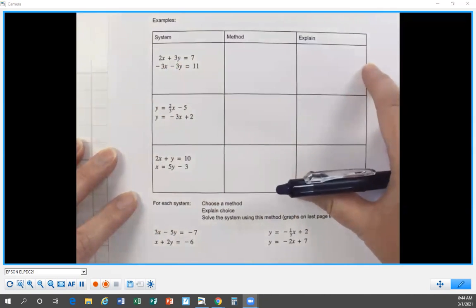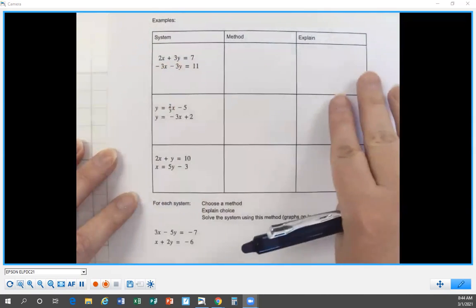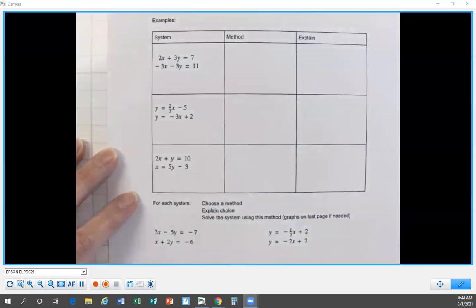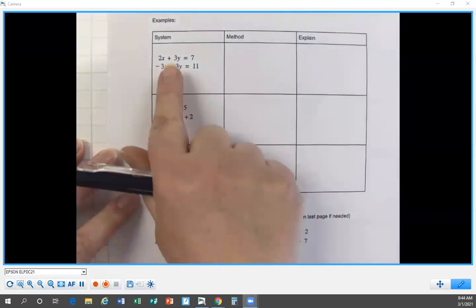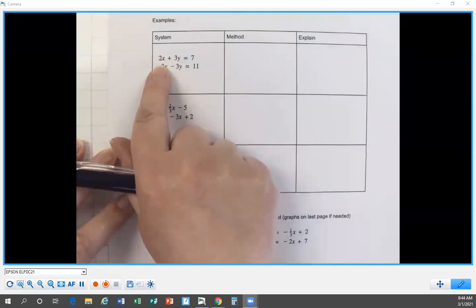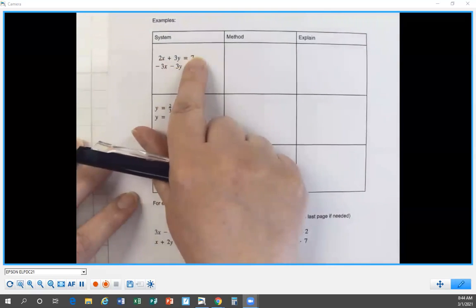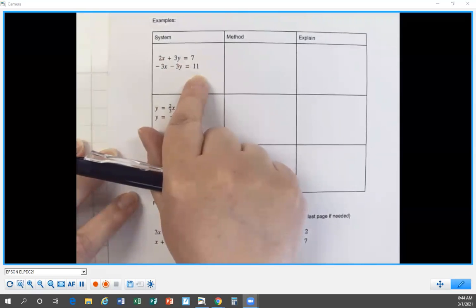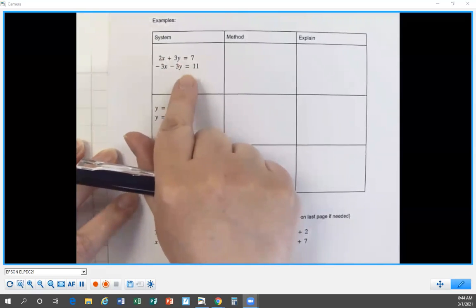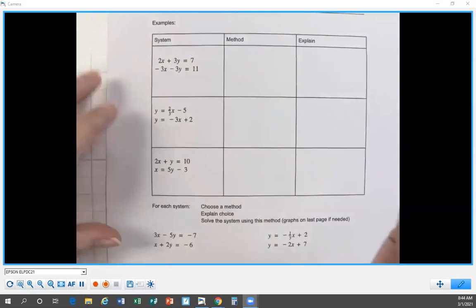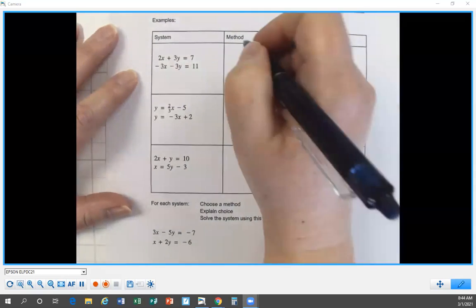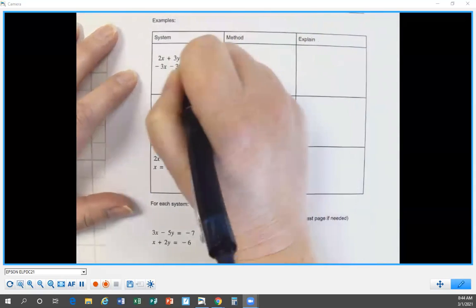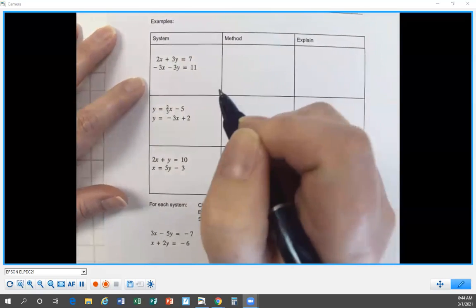In this first grid here, we're not going to actually solve these. We'll just look at what is the best way to solve and why. So when we look at this first example, we see our x's are lined up, y's are lined up, equal signs are lined up, and our integers are lined up. So these are both already in standard form. So the best method here, the most efficient method here, any method will work, okay? And there's really no wrong way.